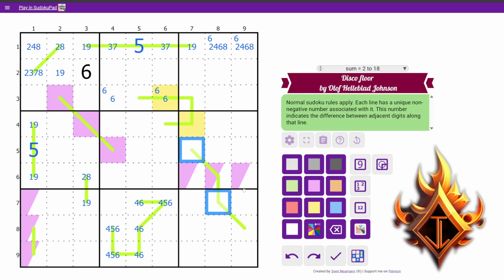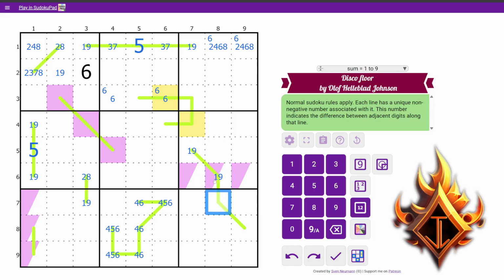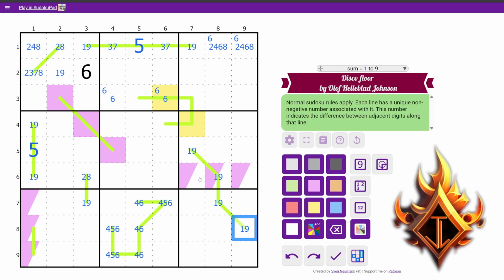Let me check out blue here. These have a difference of 8. They must be 1, 9. Alright, so we can map some 1, 9s around. I think maybe I will do that. And check out all these other colors at the moment. Take those out, take those out, those out, those out.